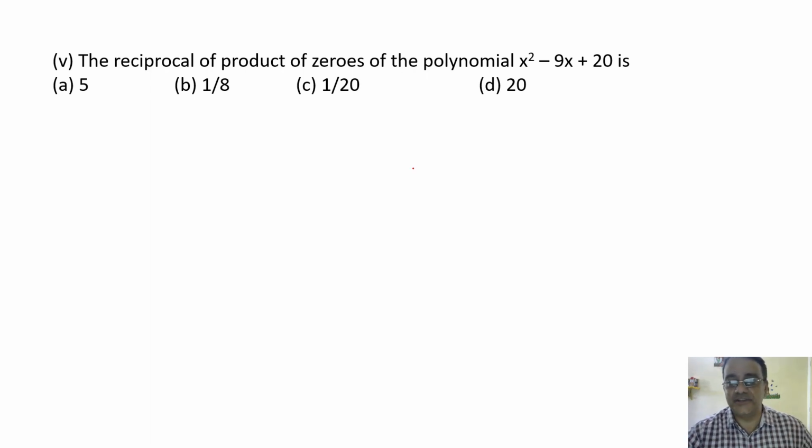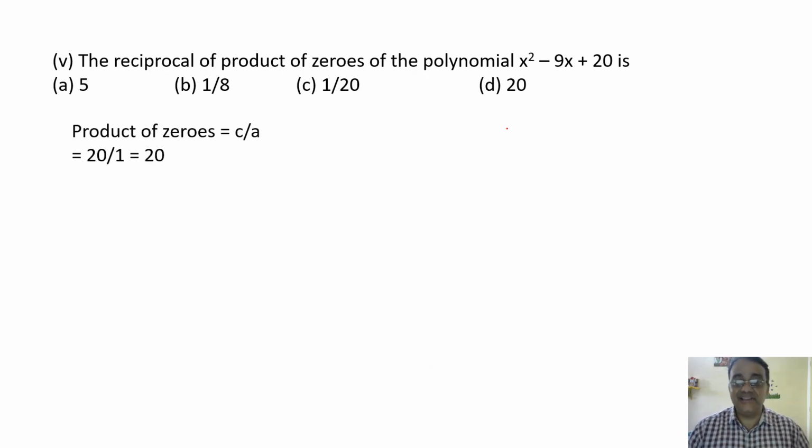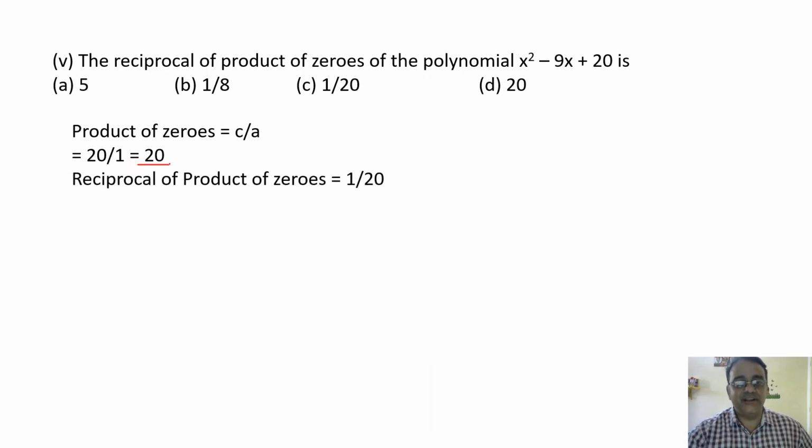First, let us find the product of zeros. So what is the formula for product of zeros? c by a. Right. What is c here? 20. a is 1. Right. So 20 by 1 is 20 only. So what is the reciprocal of this 20? 1 by 20. Right. So the correct option is Option C.